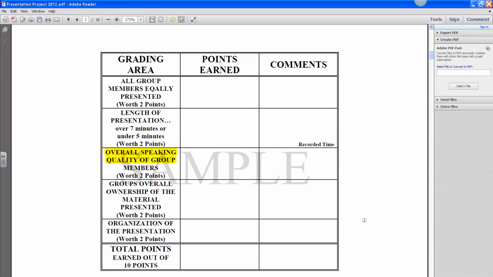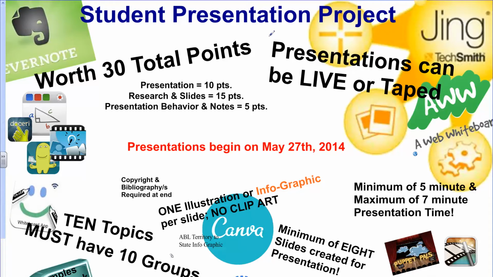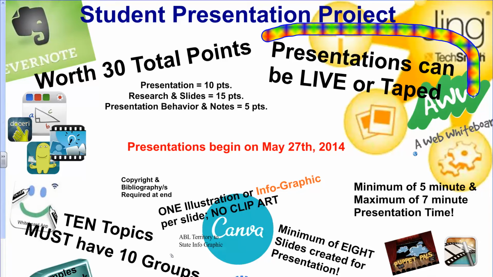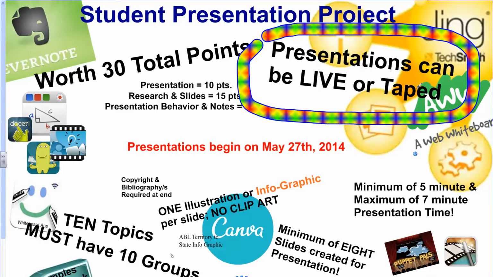You will all earn a 2-point grade for the overall speaking quality of the group. Your group's ownership of the material that's presented is worth 2 points. And finally, you'll earn 2 points for the organization of the presentation to your classmates by you and your group. These presentations may be live or they can be taped, such as what I'm doing now with a screencast.